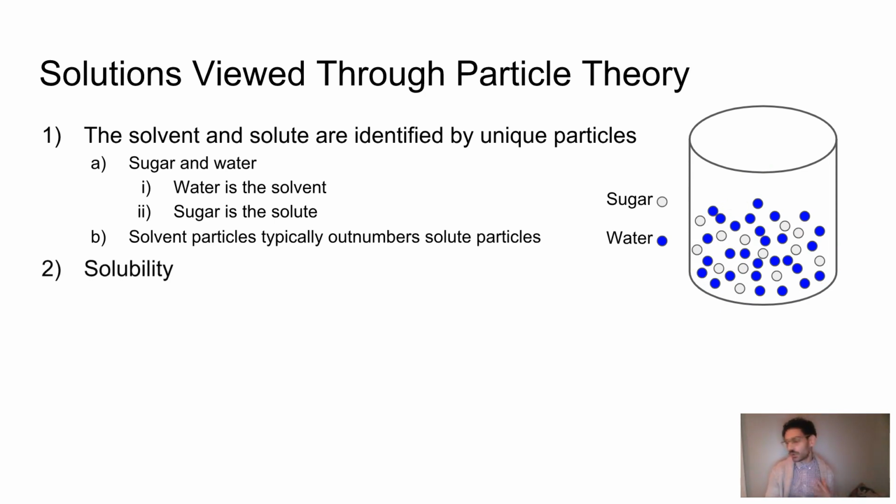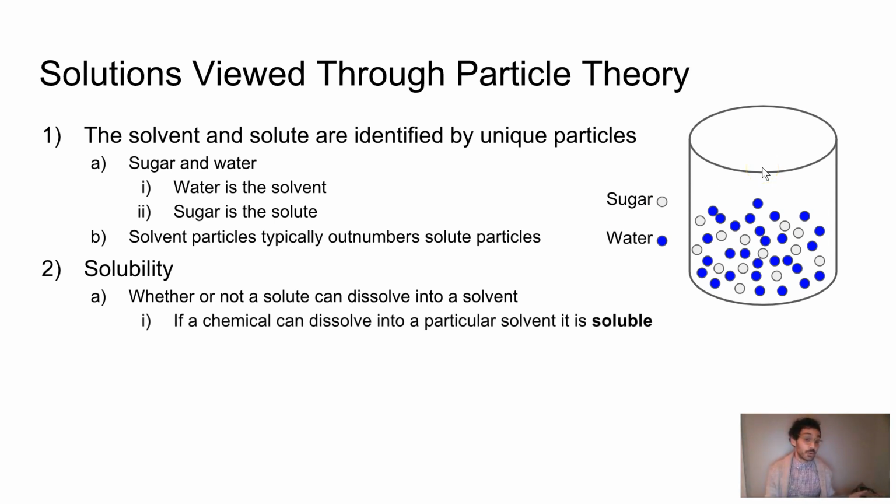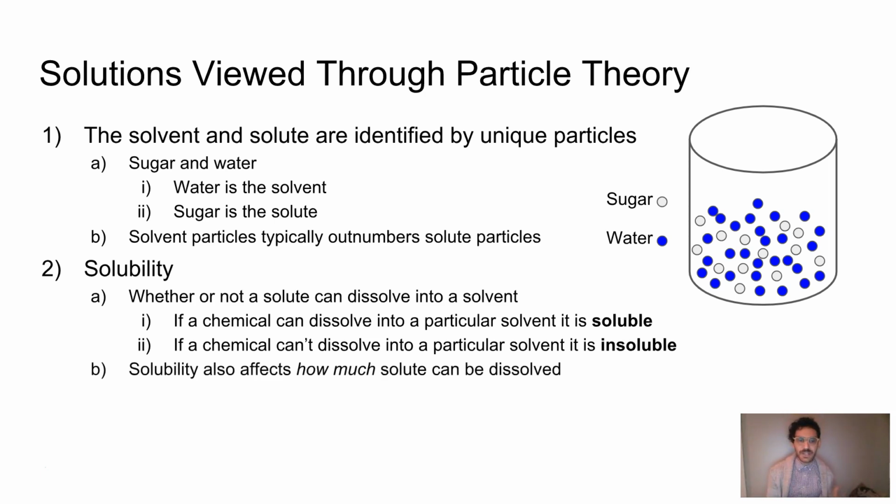Solubility is a term that we're going to use when we talk about solutions. Solubility refers to whether or not a solute can dissolve into a solvent. So if you, for instance, try to dissolve wax into water, you might find it quite difficult. You might find that it doesn't dissolve. Whereas if you try to dissolve sugar, you might find, yes, this dissolves very well, particularly if I agitate and stir it. If a chemical can dissolve, we're going to call it soluble. If it can't dissolve, we're going to call it insoluble. So wax and water, that wax would be insoluble in water, where sugar is going to be nice and soluble in water.